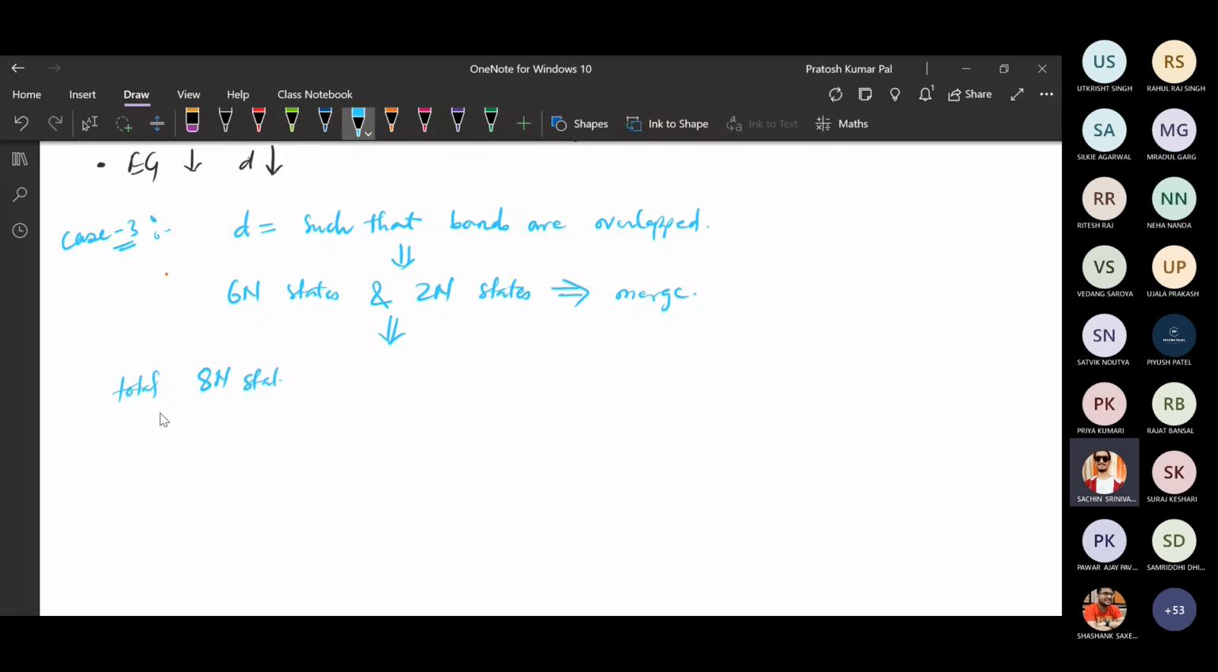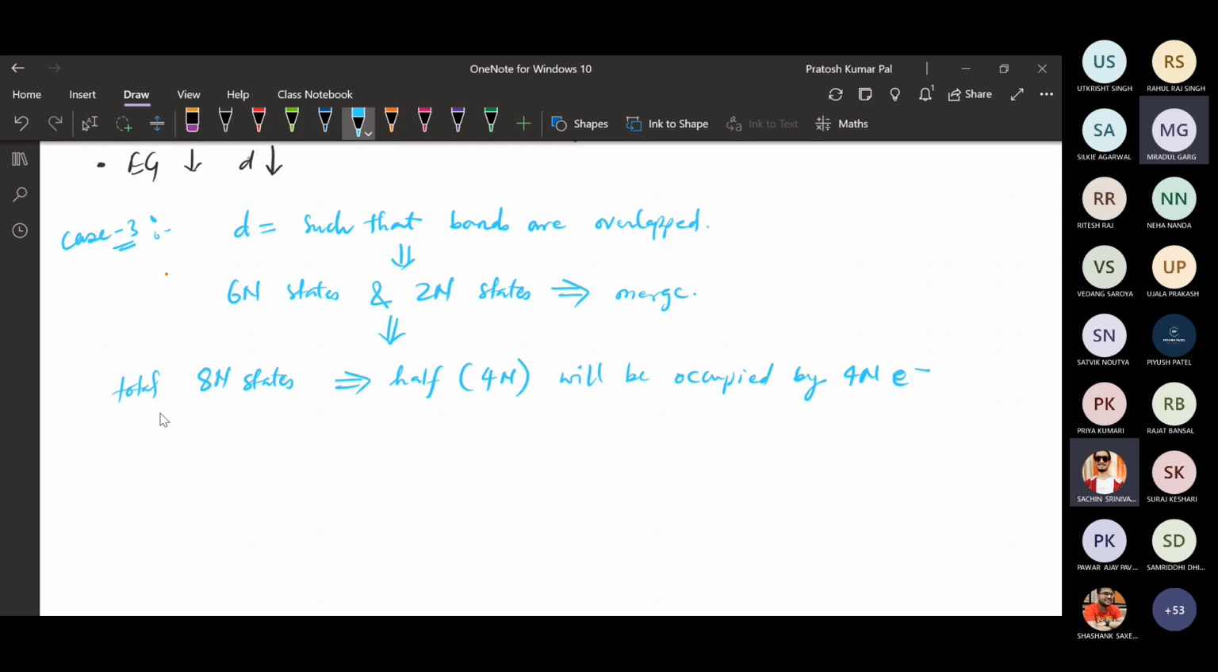Total 8n states will be there. Out of this, half, that means 4n states, will be occupied by 4n electrons, like 4 electrons are there, 2p and 2s electrons. So out of this total 8n states, 4n states will be occupied by 4n electrons.